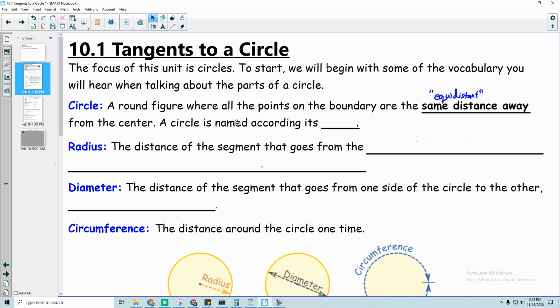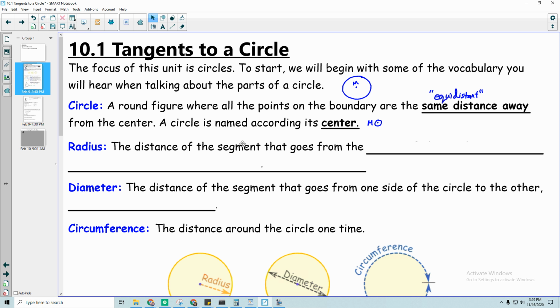So a circle, we name it according to its center. If I had some circle here, and the point that's right in the center, let's call that point M, I would call that circle M. So I put the name of the center right next to it, and then I draw a little circle with a dot in the middle of it. So that's how I refer to a circle in geometry.